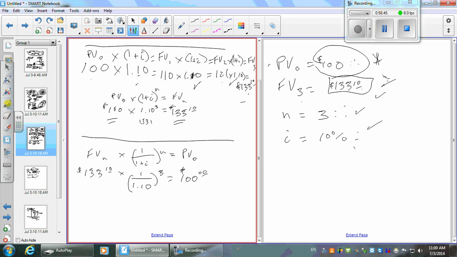But let's prove it. What is 1 over 1.10 raised to the third? Plug that in your calculator. What do you get? 1 over 1.10 raised to the third. Point something. 0.75. 0.7513. We could run it out a few decimal places. So what's worth 75 cents? $1 received 3 years from now, discounted at 10% is only worth 75 cents.